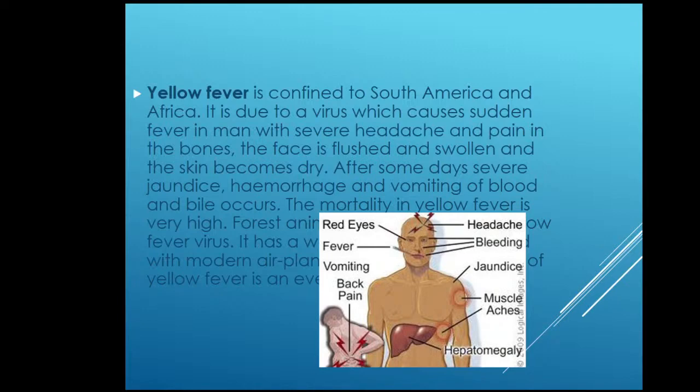Yellow fever is a viral disorder which is characteristic of tropical and subtropical regions of South America and Africa. The main symptoms of this disorder are severe headache, pain in bones, and the skin becomes yellow, so we can see severe jaundice. The mortality of this disorder is very high. People are infected with yellow fever by the bite of mosquitoes Aedes and Culex.